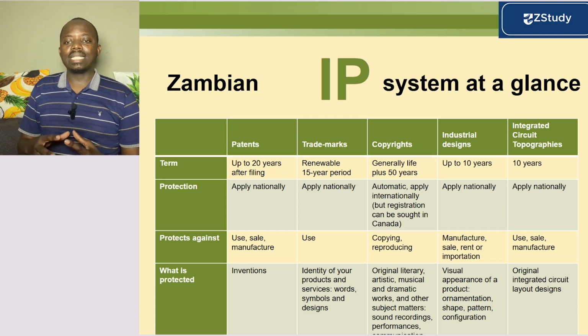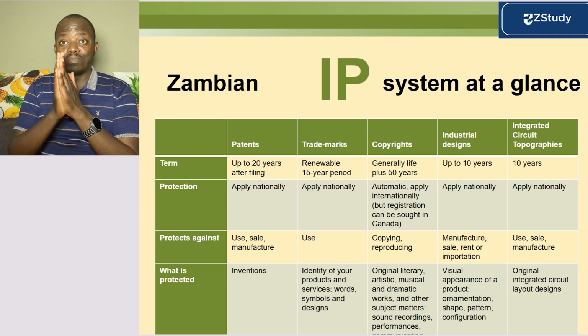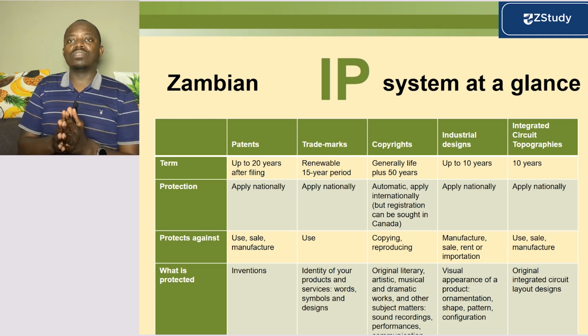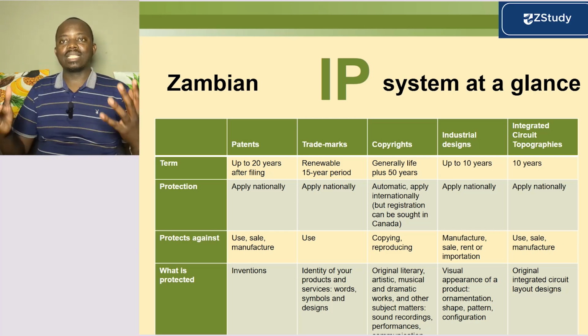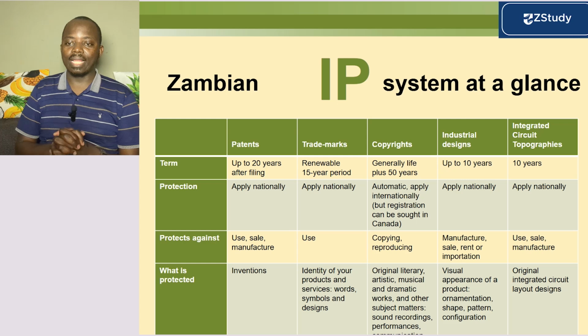Now, if we look at the term for trademarks, the term is a 15 year period. It's only 15 years, and it's renewable. So you could have a trademark for life or forever, because when 15 years expires, you renew it. When 15 years expires, you renew it once more, like that.